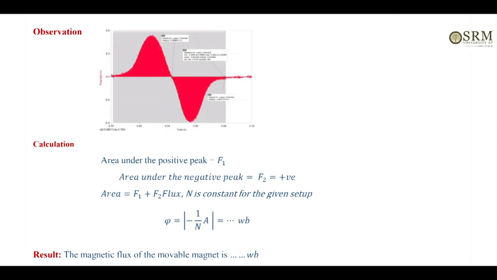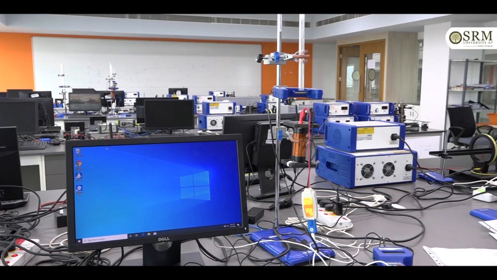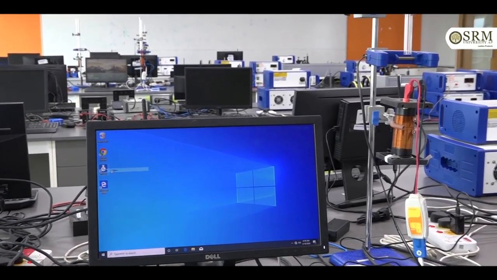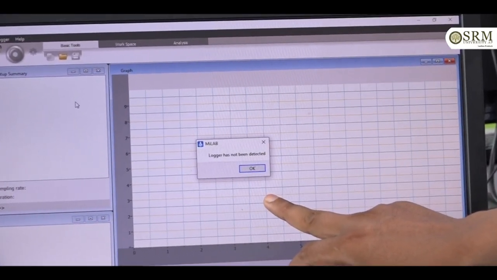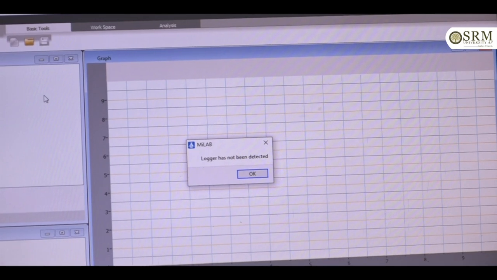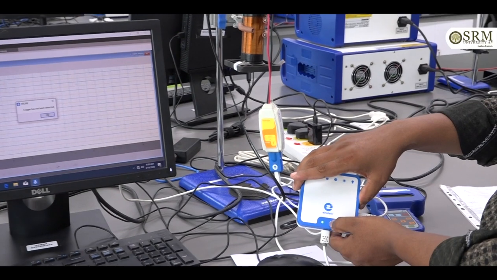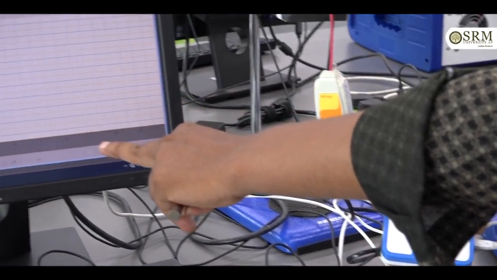We know the number of turns is 1150. So, what do we have to find out? We have to find out the area. Procedure: now we will see how we find the area with the help of the MI lab software. First start the MI lab software and open it. It shows that the logger has not been detected. Why? Because the green light is glowing. Press the switch for 2 or 3 seconds, then it is automatically connected.